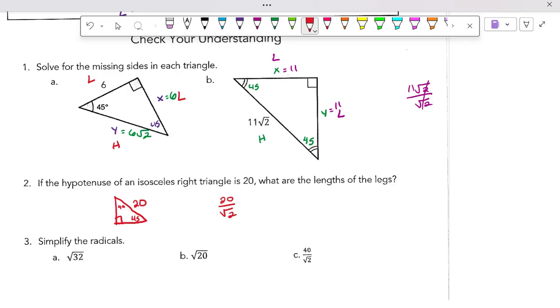All right? Now what do I do? Rationalize the denominator, so I multiply the top and the bottom by the square root of 2. So I get 20 square root of 2 over 2. So what's my final answer? 10 square root 2. Because the 20 over 2, that would divide into 10. Any questions so far, guys?